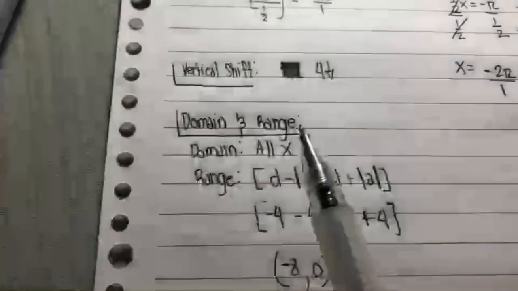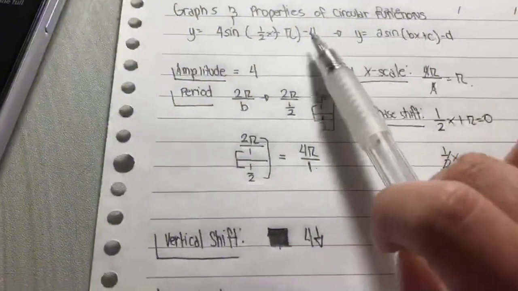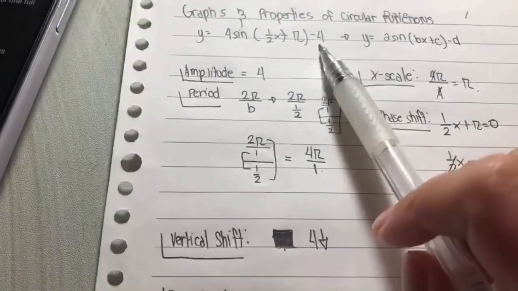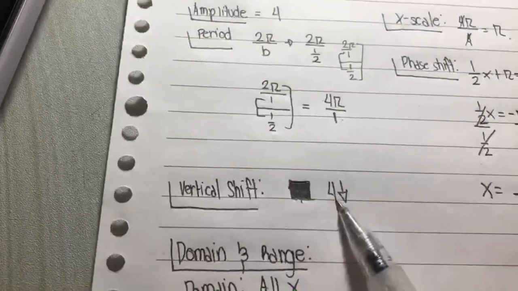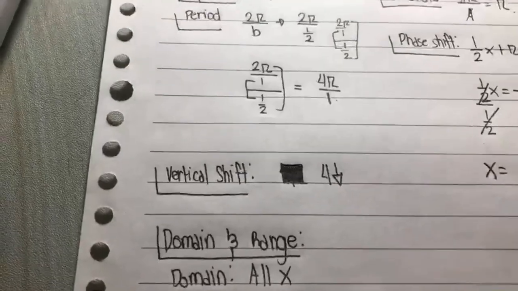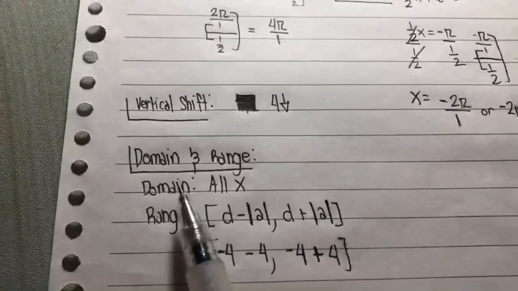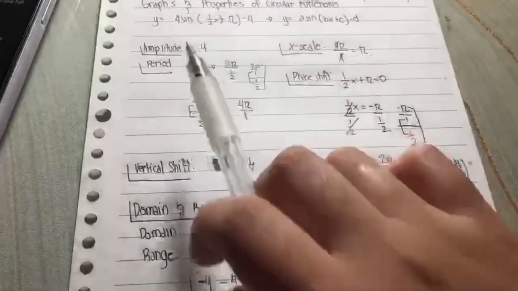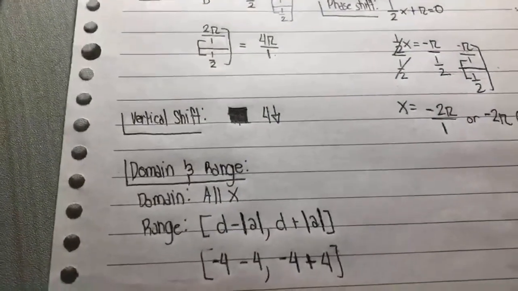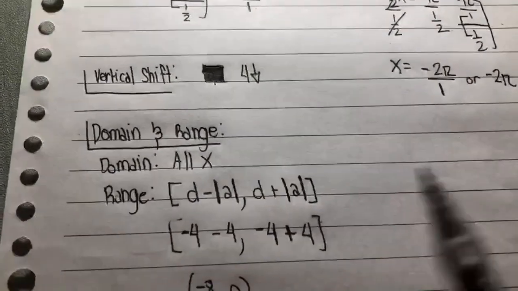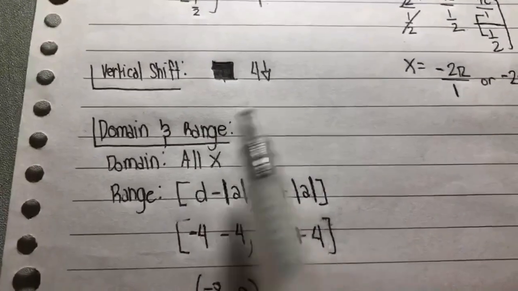Nasa left tayo mauna. Then, sa vertical shift naman, kung ano yung value ng d natin, since d, yung value ng d natin sa equation is negative 4. So, ang vertical shift natin is 4, tapos pababa, since negative na siya. Then, sa domain and range naman. Sa domain and range, kapag sine, all x is given, or kasama lahat ng x. Sa domain, parang infinite na siya, kaya all x.